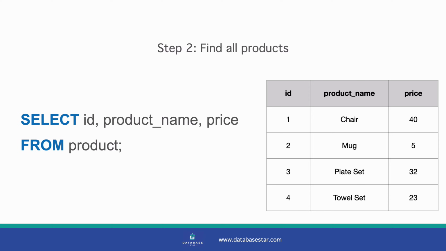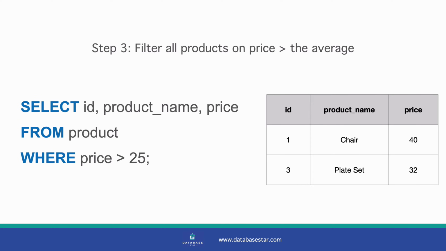Step 2 is to write a query that finds all products. This can be done with a select ID, product name and price from product. We can run this query and see all of the data in the table. Step 3 is to filter this query by the result of our first query, which found the average. We only want to see products where the price is greater than the average. So we add a where clause to say where price is greater than 25. This 25 value is the value we got from the first query. When we run this query, this is the result we get. We can see a few products, all of which have their price greater than 25.